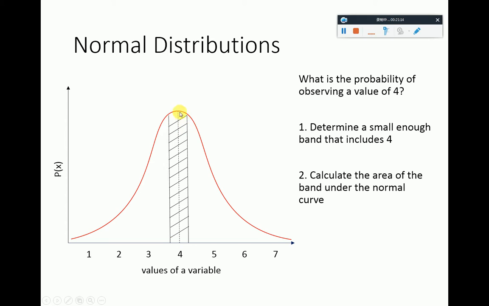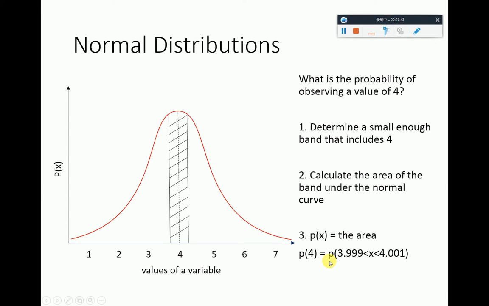And the area of the shaded part will be the probability of finding 4, or technically, finding the very narrow band that contains 4. And the probability is the area of the shaded part. So this is a little counterintuitive, but for now, let's remember this conclusion.